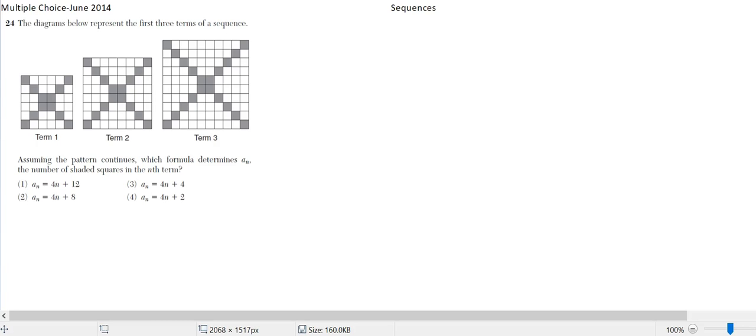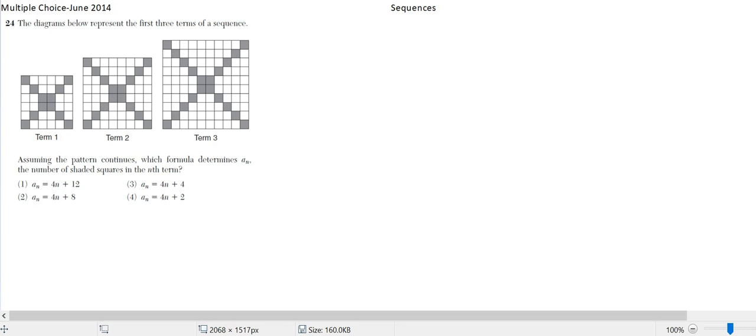This is question number 24 from the June 2014 Algebra 1 Regents. The diagrams below represent the first three terms of a sequence. Then we have term 1, term 2, and term 3. Assuming the pattern continues, which formula determines a sub n, the number of shaded squares in the nth term?